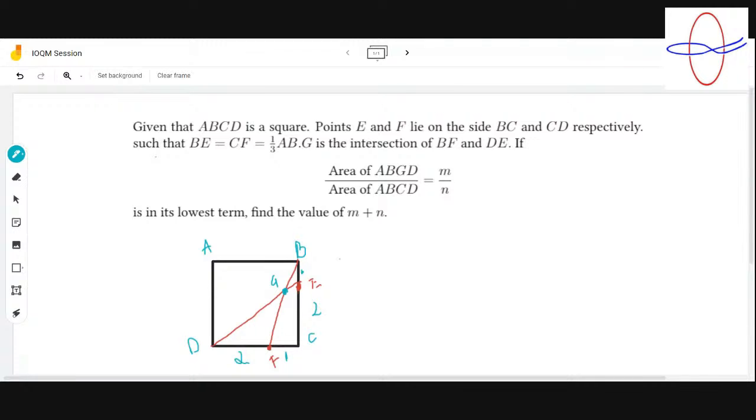People are trying to prove that triangles BGE and DGF are similar, but how do we use that to find the area of ABGD? That's important, right? How do you use that to find it? That's really important. So tell me your ideas, guys.